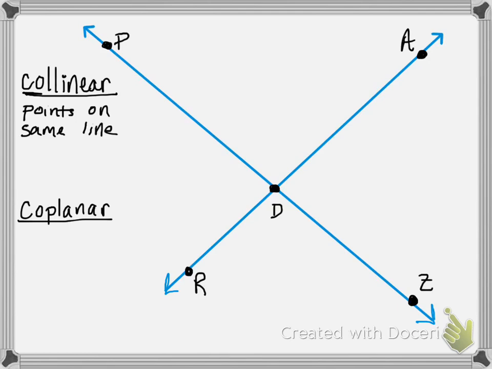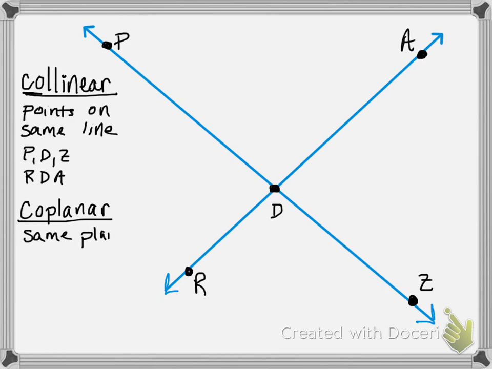So if we're looking at this, if I asked you which points are collinear, well, you have P, D, and Z are collinear, and you also have R, D, and A are collinear. We could not say that P, D, and R are collinear because they obviously are on two separate lines. Okay, and then coplanar are just points that are in the same plane.